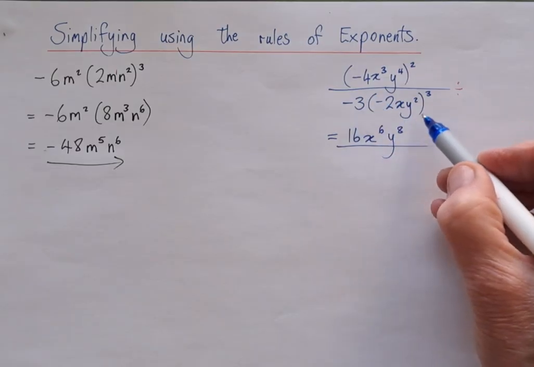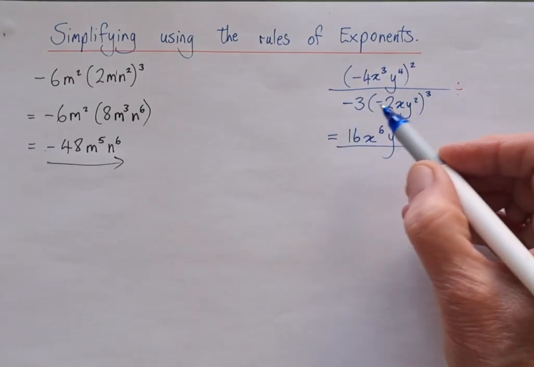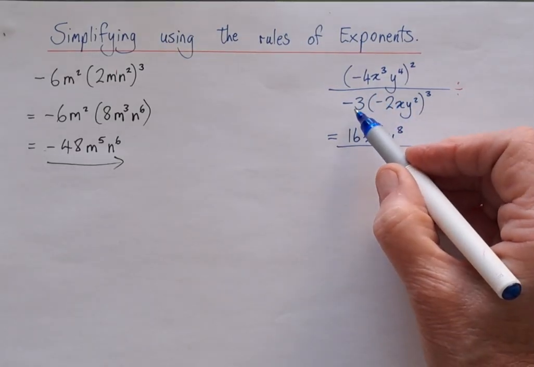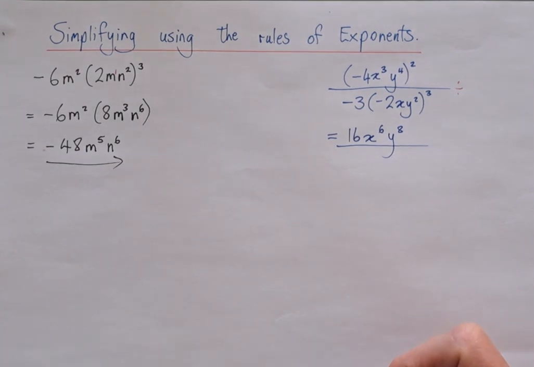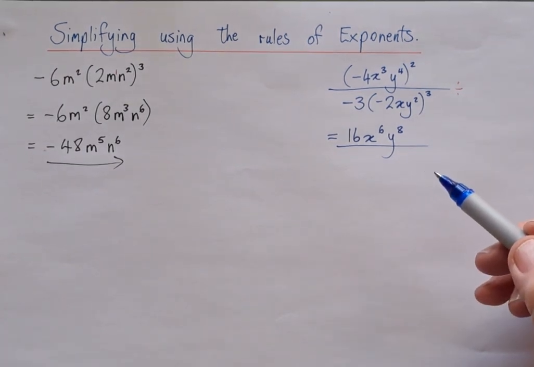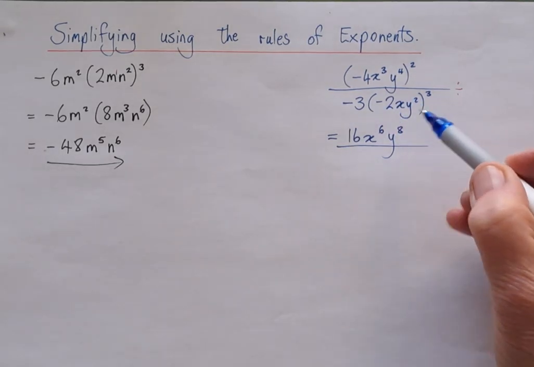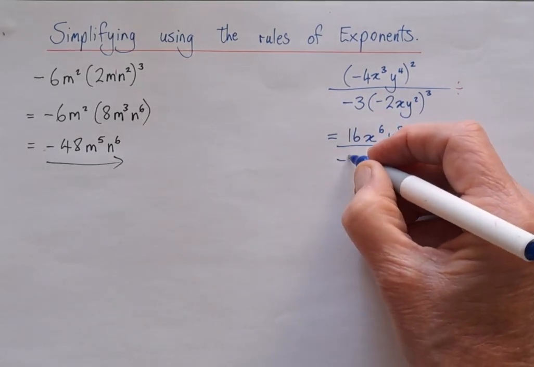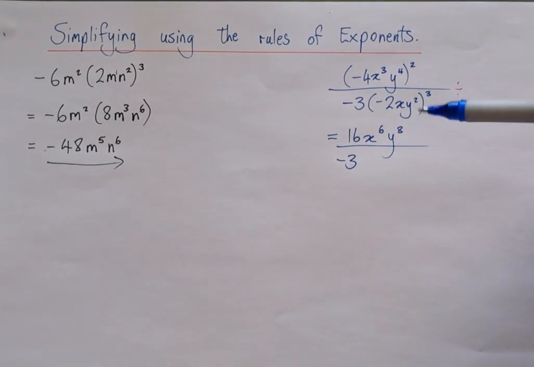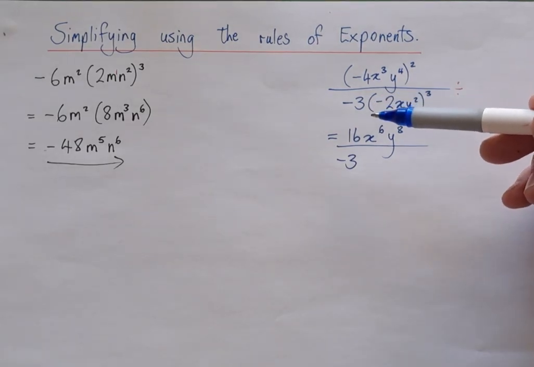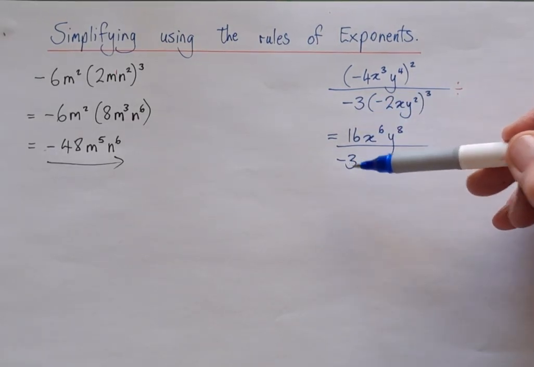Everything inside this bracket is being raised to the power of 3. That negative 3 is not affected because it's outside of the bracket. Because of order of operations, BODMAS, we know that we have to do brackets first, so that negative 3 is not ready to be used. When something's not ready to be used, don't just ignore it and leave it. You have to write it down.